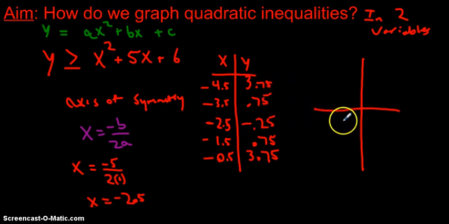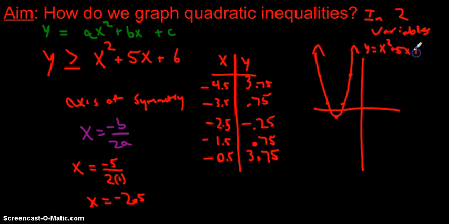So my vertex will be down here at negative 2.5, down 1/4, so it's right about there. It goes up 1 when I go over 1, that's why I did that. This goes up 1 when I did that. So these are my points, and I'm just plotting these points here. So here's my parabola. Okay, put some arrows to indicate it goes on forever. I should label it. This is y is equal to x squared plus 5x plus 6.